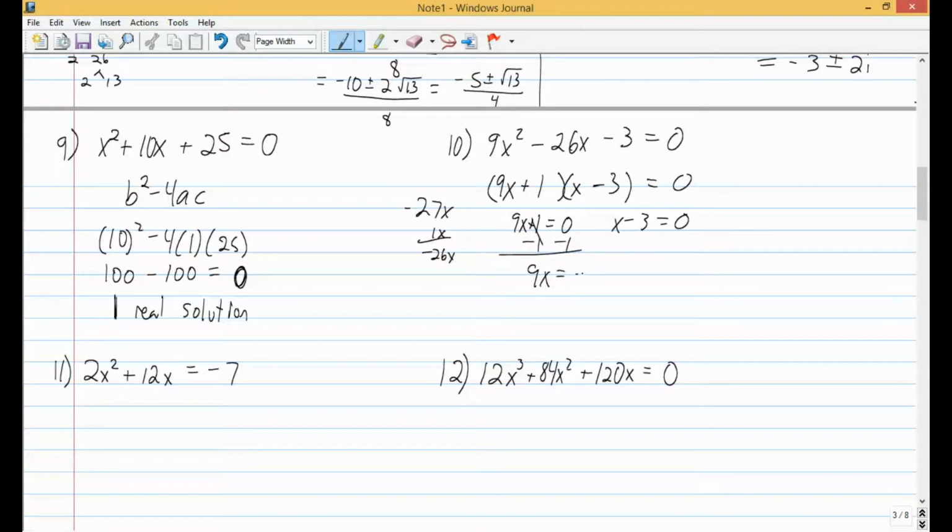That's 9x equals negative 1. And so you get x equals negative 1/9, and x equals positive 3. So negative 1/9, positive 3.